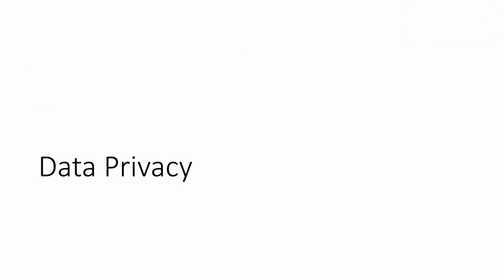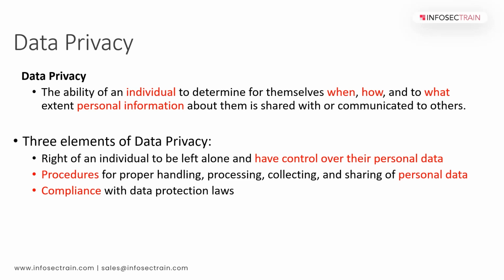Okay, now we are jumping into data privacy. As I said, data privacy is part of information security. Now, what is the definition of data privacy? When we talk about data privacy, it is related to the individual: the ability of an individual to determine for themselves when, how, and to what extent personal information about them can be shared or communicated.